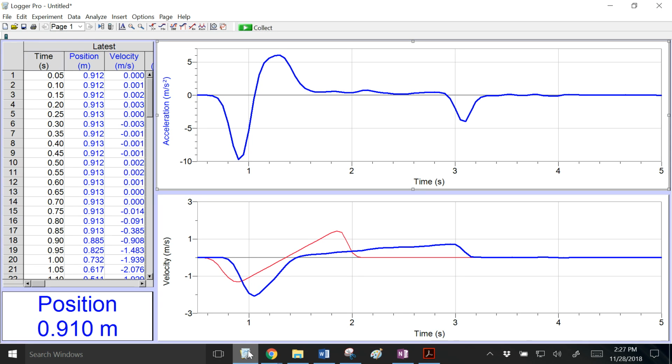Now I want to take you to the block going down the ramp. So that's going to be after what we were calling point C on this graph. So after point C, the block's going down the ramp.